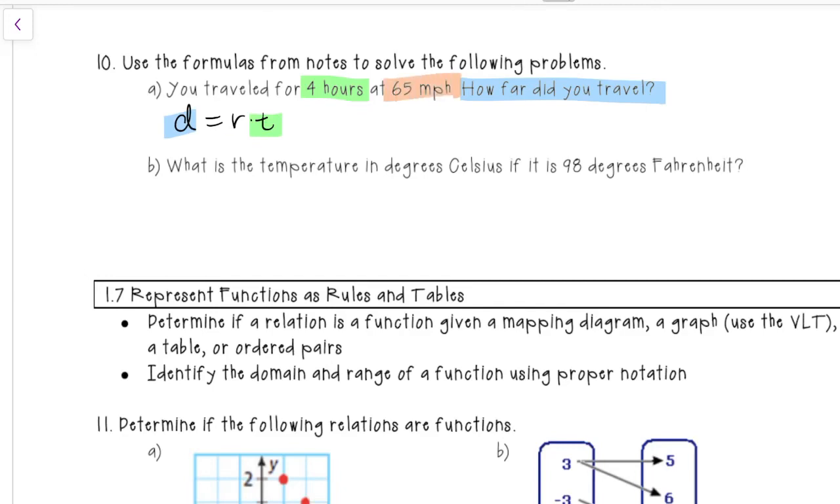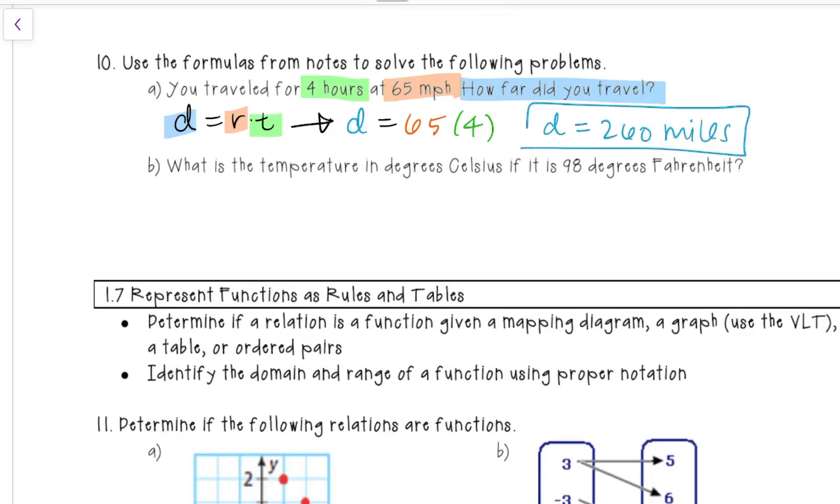65 miles per hour, that's our rate because it's a speed. And so speed and rate are interchangeable. They're the same thing. So our distance is going to be equal to 65 miles per hour times 4 hours, and all you have to do is multiply. Plugging that into our calculator, we find that our total distance is 260. If it's a distance, our unit is going to be miles.